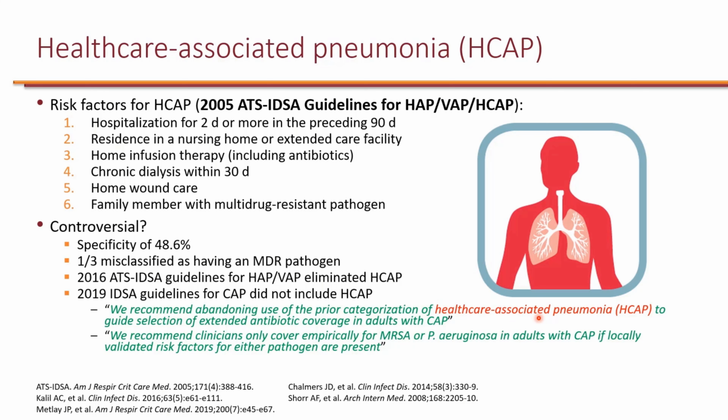Instead, they recommended that clinicians only cover empirically for MRSA and Pseudomonas in adults with CAP if there are locally validated risk factors for either pathogen.